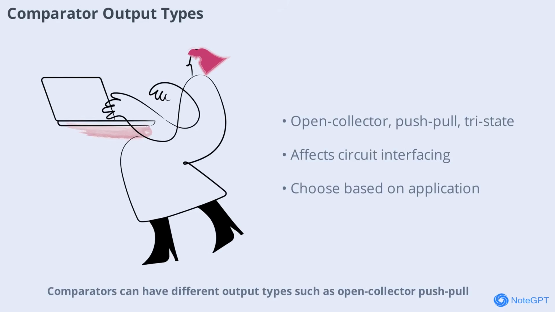Comparators can have different output types, such as open collector, push-pull, or tri-state. The output type affects how the comparator interfaces with other components in the circuit. For example, open collector outputs allow multiple comparators to share a common line, while push-pull outputs provide faster switching. Understanding output types helps you design robust digital systems.